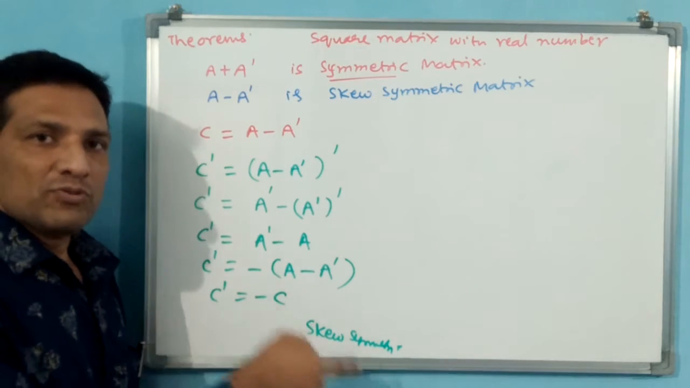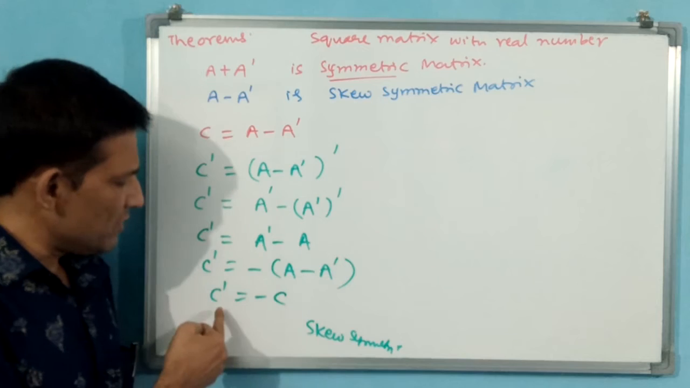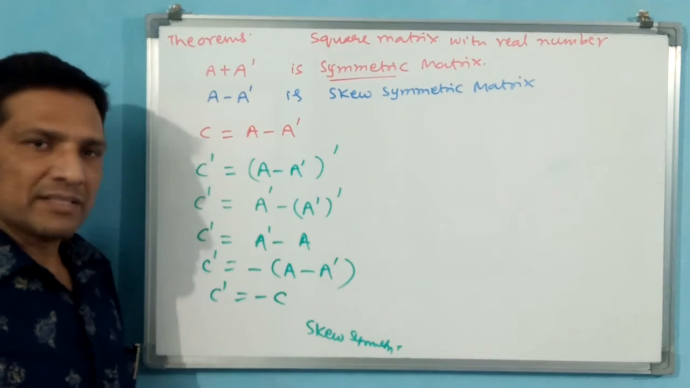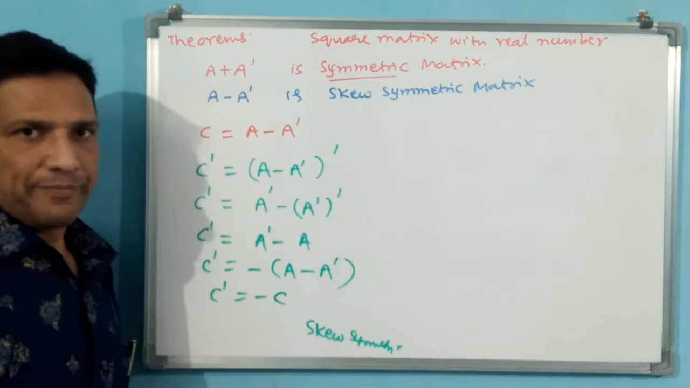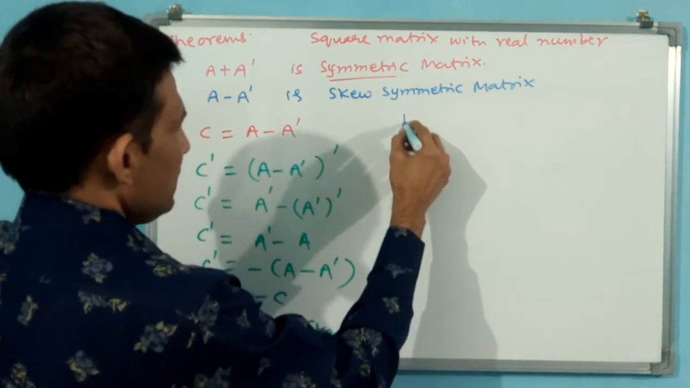If A transpose gives A, symmetric. If A transpose gives minus A, skew symmetric. Now here C transpose gives minus C. That is why this is a skew symmetric matrix. Okay, this is proof. Now we take one example, same 2 by 2.